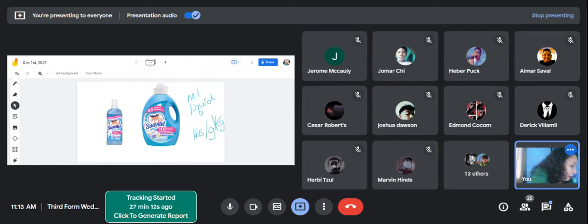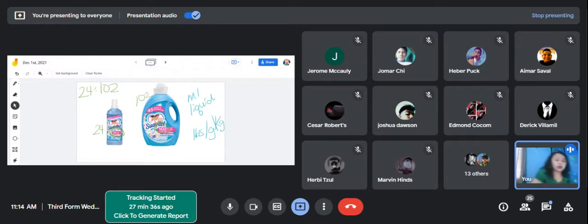Okay, so in my case, I am going to be working with this information that both of my bottles have. How many loads can I wash? This one can wash 24 loads, and this one can wash 102 loads. That is what I am working with. So my ratio is going to be 24 to 102.